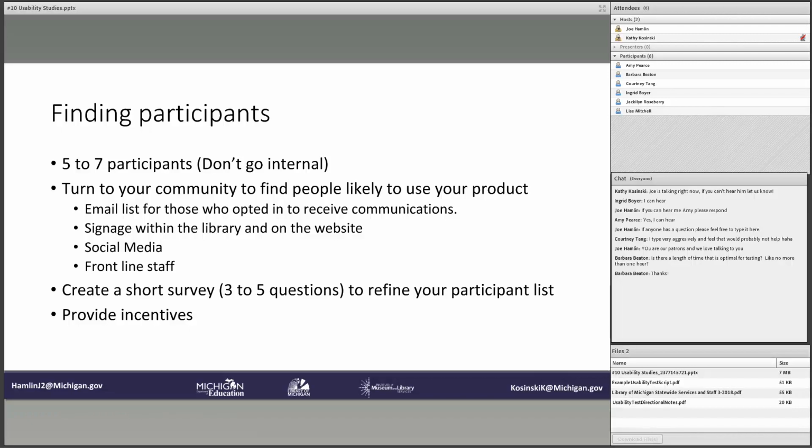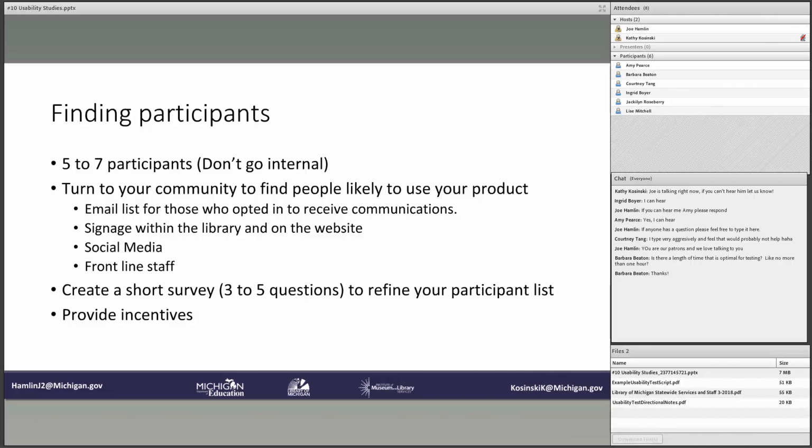Also, tap social media. You're going to use any communication channel that you can to get the testers in. And of course, you're going to want them to fill out a short survey, something to identify that audience. So 3 to 5 questions, and I even think 5 might be pushing it. Something that you can use results from to select your participants. Something very simple for them, something very easy for you to analyze, and then provide incentives.